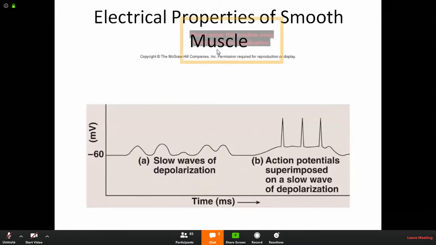But in case of smooth muscle, there are slow waves of depolarization. These slow waves of depolarization are due to the opening of sodium channels. Whenever these slow waves of depolarization reach the threshold potential, action potential occurs. And this generation of action potential is entirely due to opening of calcium channels.